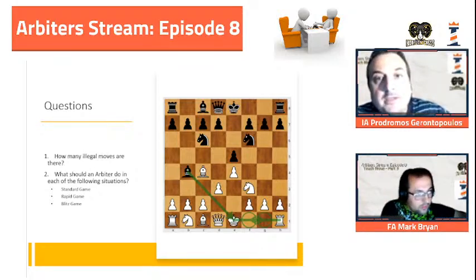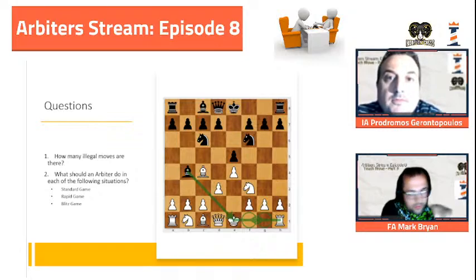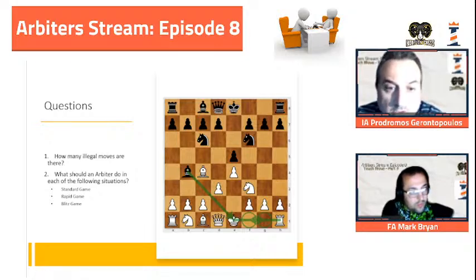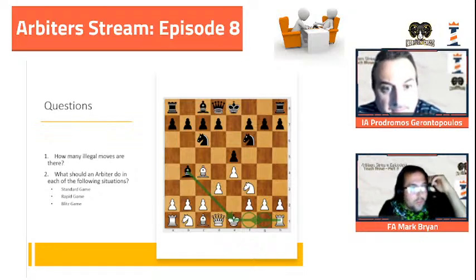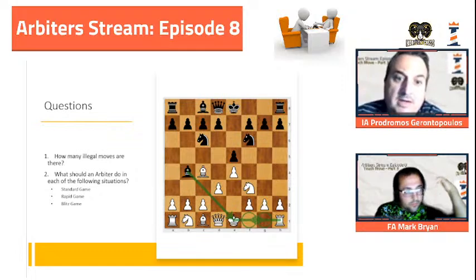Okay. Is that clear for everyone? If it's clear, we can carry on. We can continue to the second question of this diagram from the first example. What should an arbiter do in each of the following situations? In a standard game, in a rapid game, in a blitz game. We can explain them one by one.